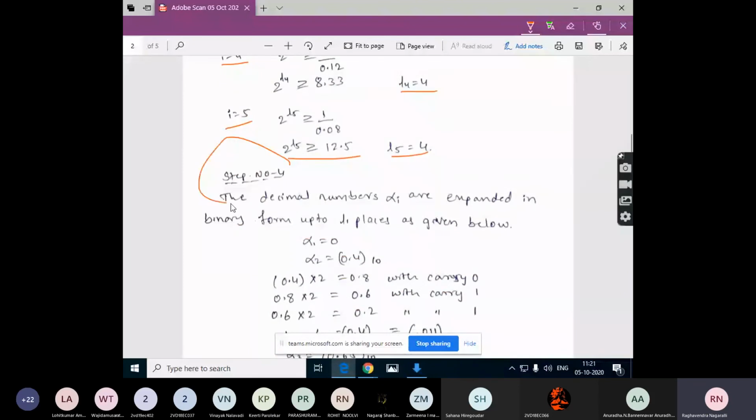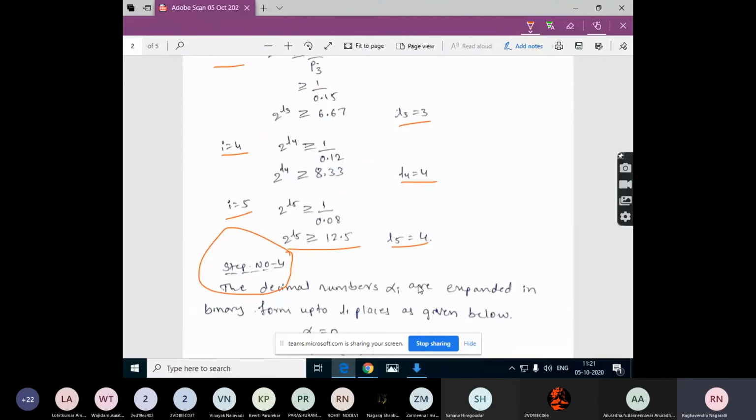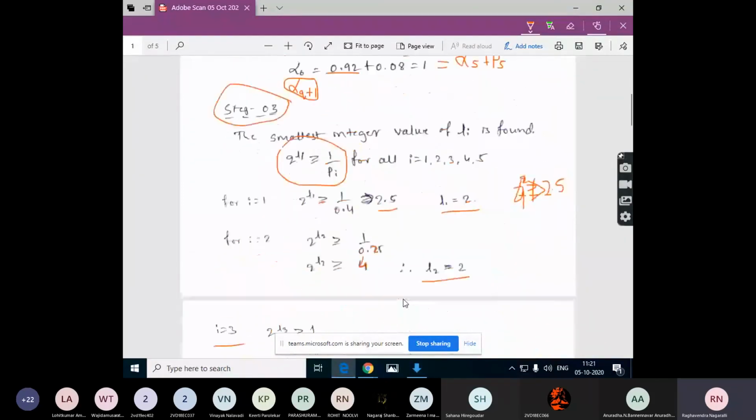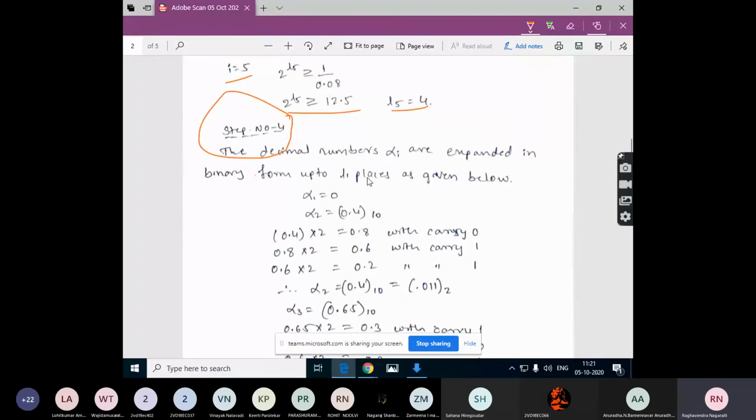What is step number 4? To find the binary numbers from the decimal value of alpha i. We have these alpha i in terms of decimal numbers, whatever we have calculated in step number 2. We need to find the binary form of the same number up to li places. So alpha 1 is equal to 0. We can't expand that, so let it be 0 only. We will take a number of zeros up to l1 places for the first symbol.